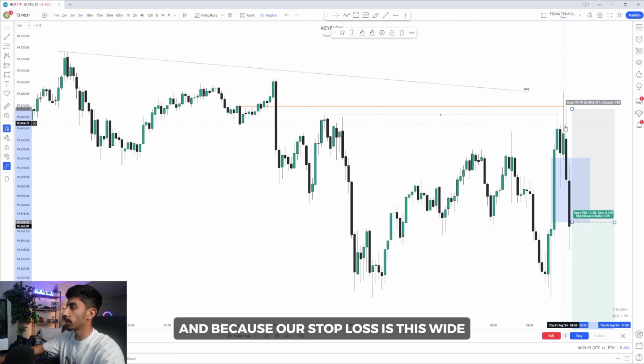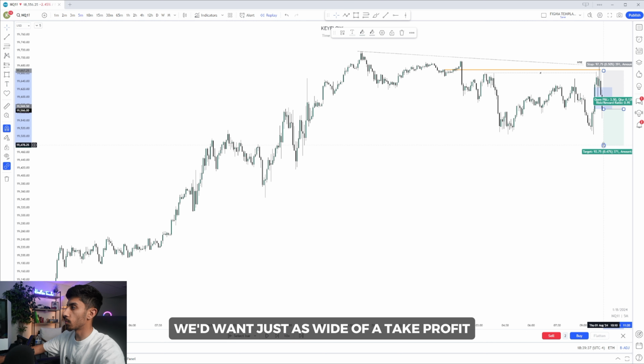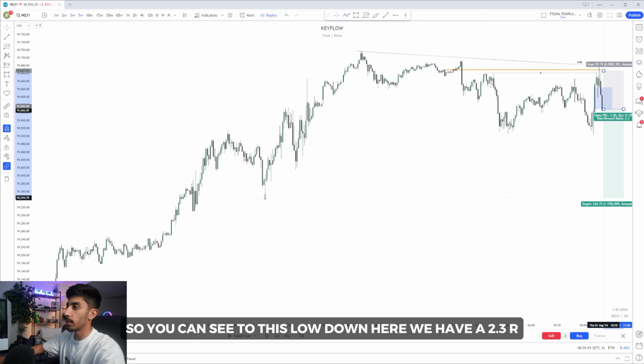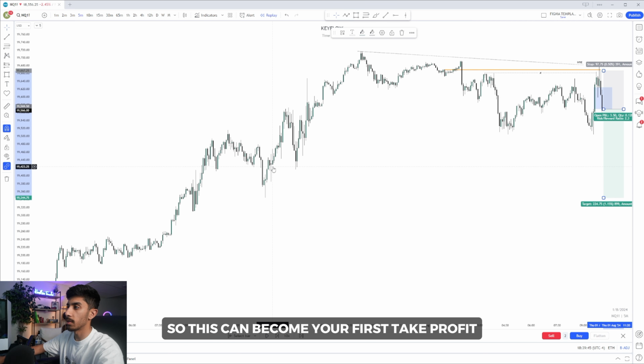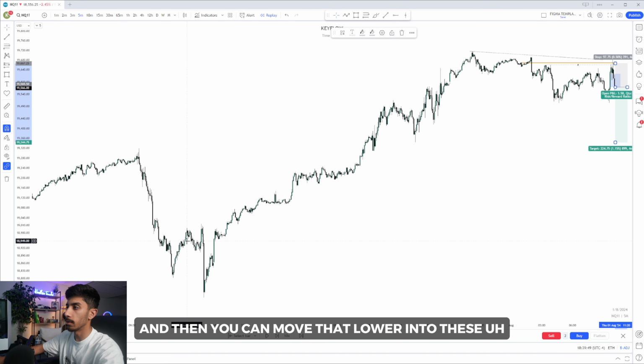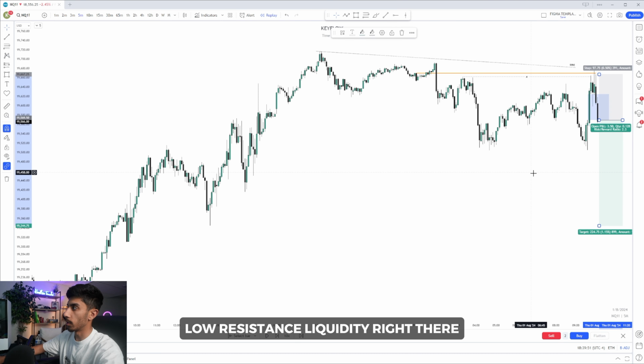And because our stop loss is this wide, we'd want just as wide of a take profit, and we'd want to target at a minimum a 2R. So you can see to this low down here, we have a 2.3R. So this can become your first take profit. And then you can move that lower into this low resistance liquidity right there.